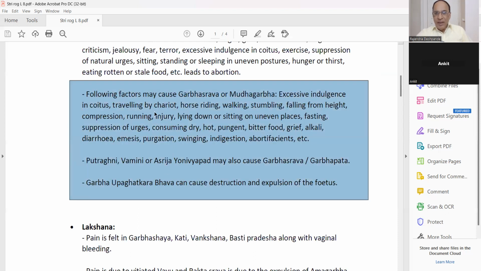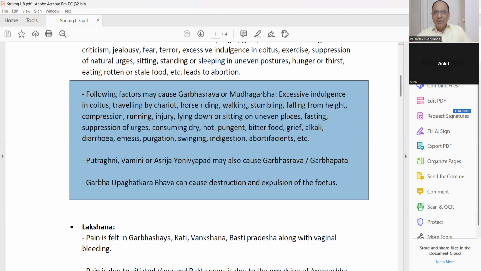The following factors may cause Garbhasrava or Mudha Garbha. For example, excessive indulgence, excess coitus, intercourse, sex, traveling by chariot, horse riding, traveling by motorcycle, rickshaw, buses, ST, whatever our public transport, on uneven roads. If the pregnant lady is traveling, there are chances of miscarriage, chances of abortion.